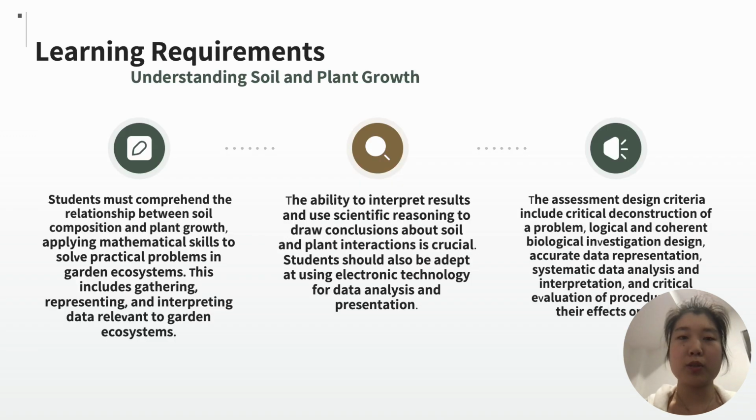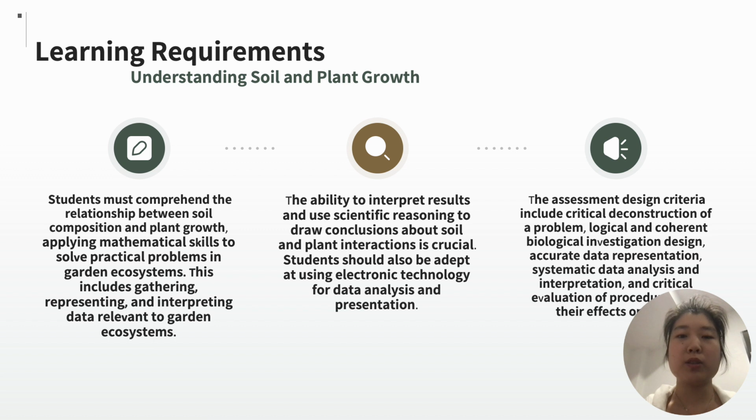Under this section, students must understand the relationship between soil composition and plant growth. They will apply mathematical skills to solve practical problems in gardening ecosystem, including gathering, representing, and interpreting relevant data. The ability to interpret results and use scientific reasoning to draw conclusions about soil and plant interactions is crucial. Students should also be proficient in using electronic technology for data analysis and representation.